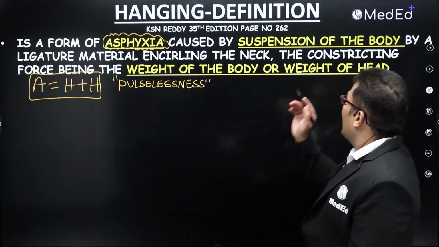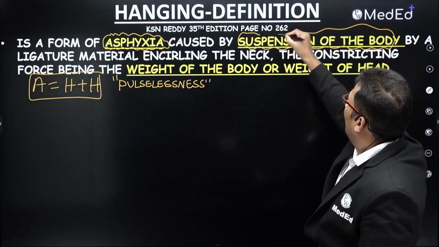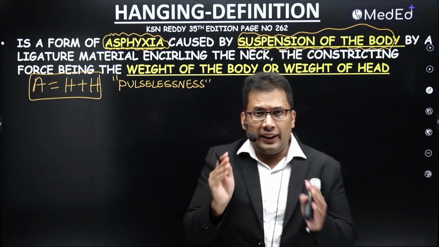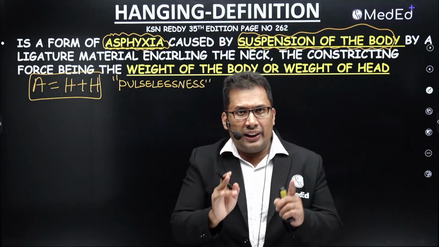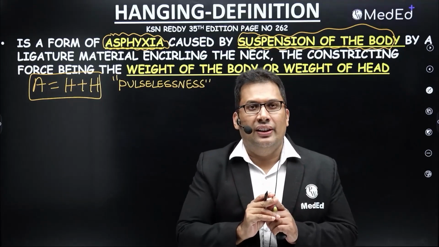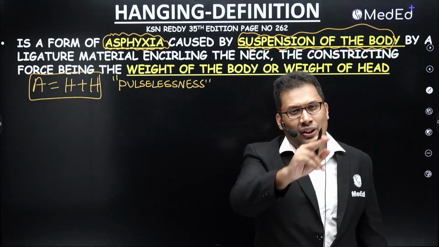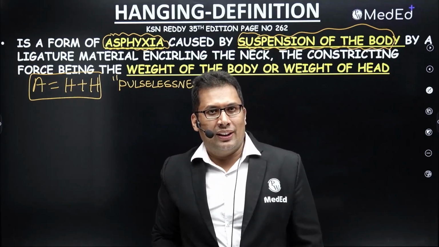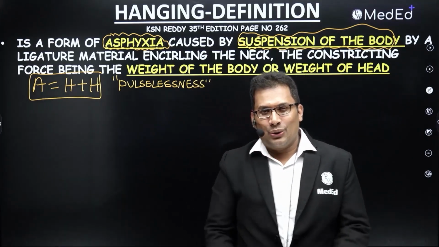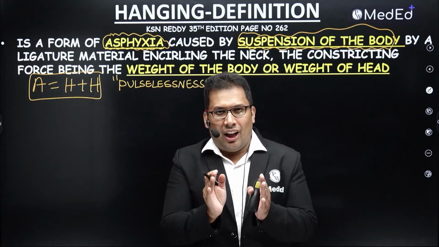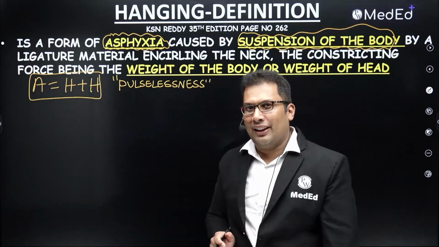Next, suspension of the body. In case of hanging, there is a suspension of the body. But in ligature strangulation, there is no suspension of the body. In suffocation, no suspension of the body. In drowning, no suspension of the body. So the word suspension is used in case of hanging. This can be asked in your exam.